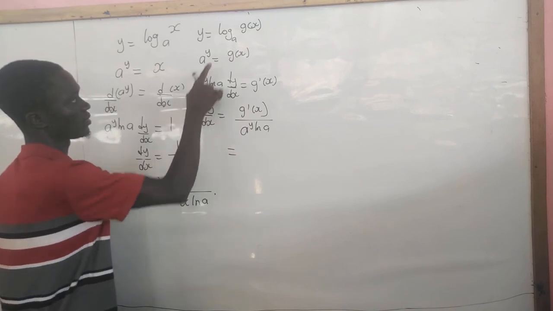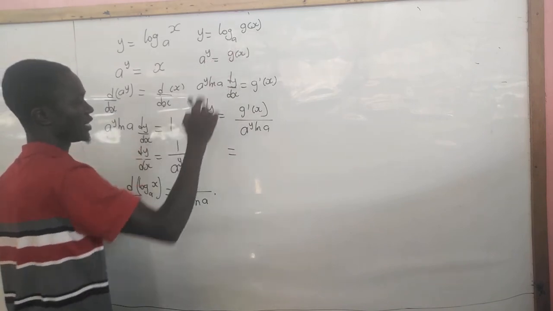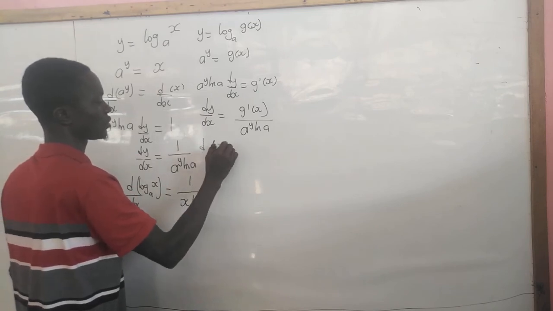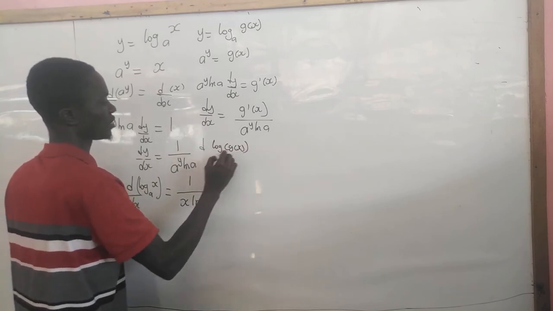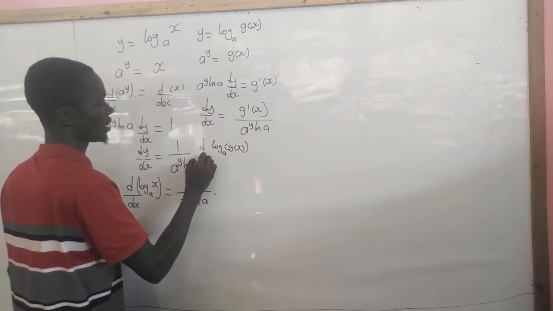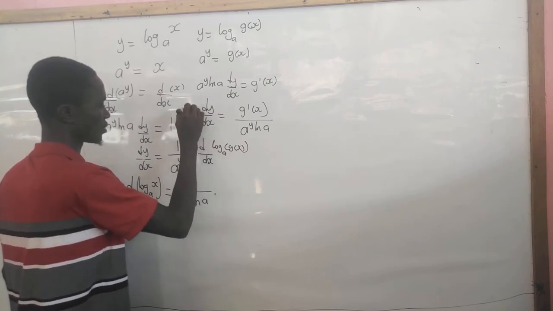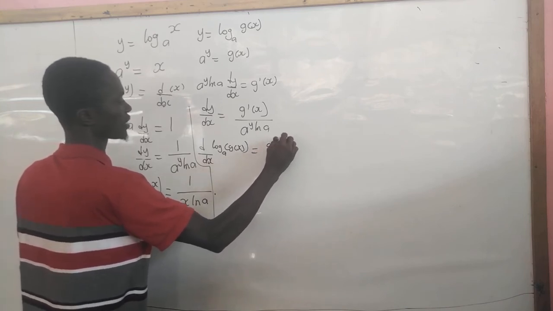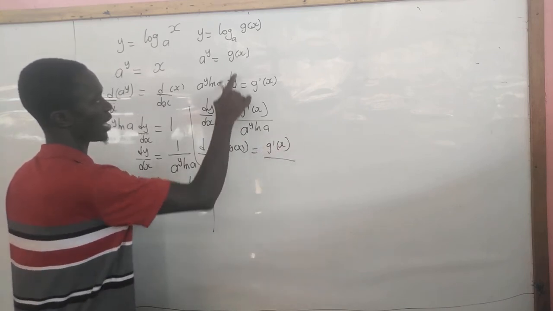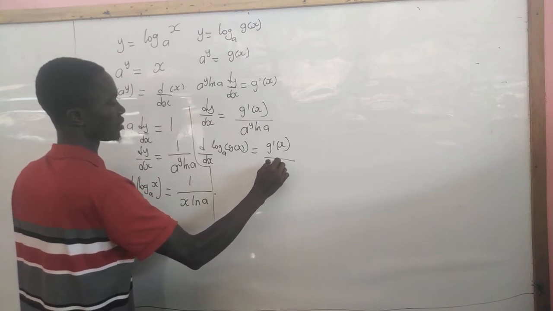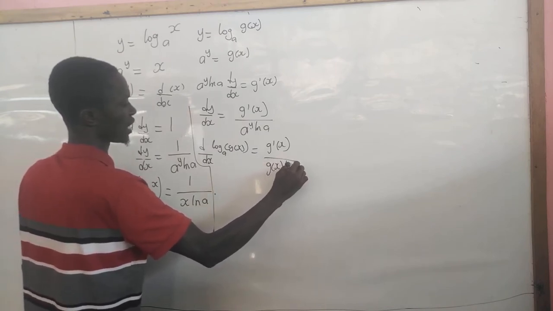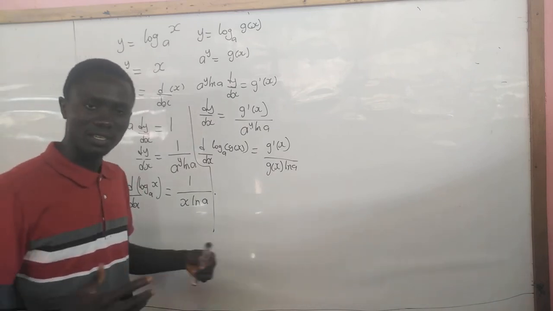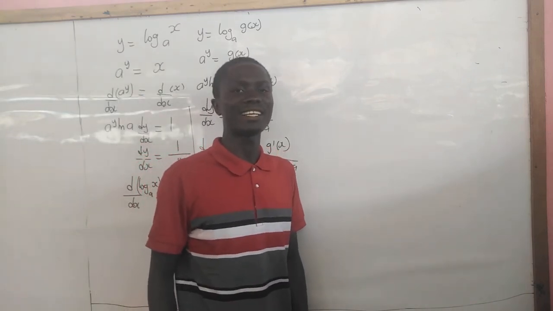What is y? Log g of x base a. So here the derivative of log g of x base a with respect to x is equal to g prime of x divided by a to the power y, that is g of x, times the natural log of a. So let's take more examples to build our understanding.